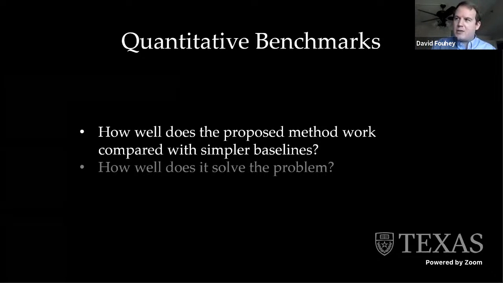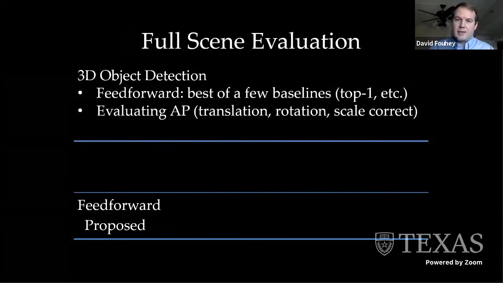And so what we did is we treat the problem as 3D object detection. We're going to compare with the best of a number of baselines. We take the maximum over some baselines. Basically, you take the top camera or you take the top correspondence and that sort of stuff. So we're reporting the best that you can do in each individual category. We're going to evaluate this as AP. So you try to detect the objects, and we try to get the translation, the rotation, and the scale correct.